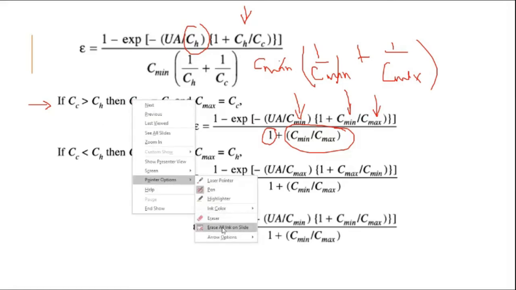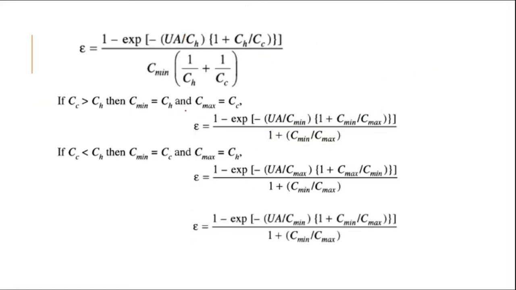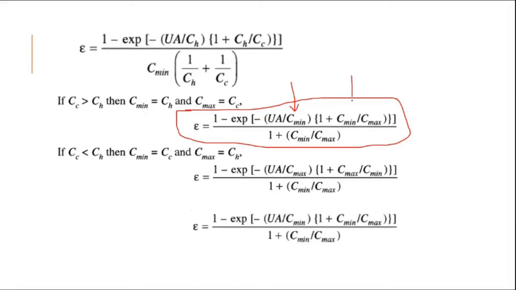Any doubt in this relation now? Any doubt in the relation which we are getting over here? This is the relation for the first case. We get epsilon is equal to 1 minus exponential minus UA by Cmin, 1 plus Cmin by Cmax whole divided by 1 plus Cmin by Cmax.